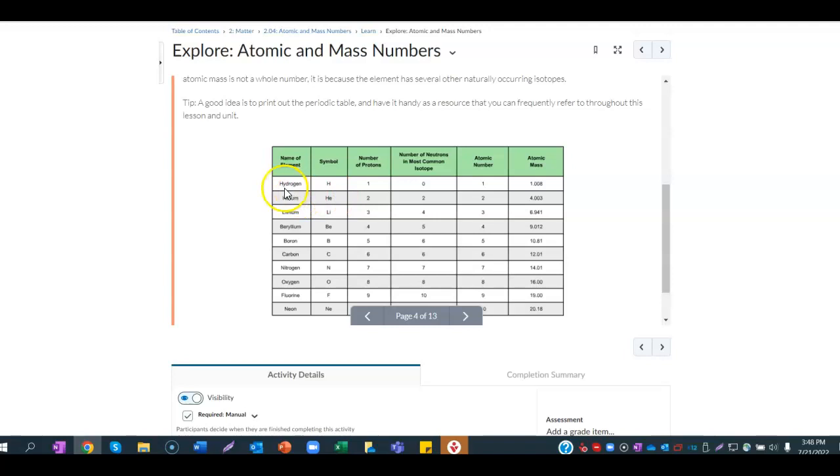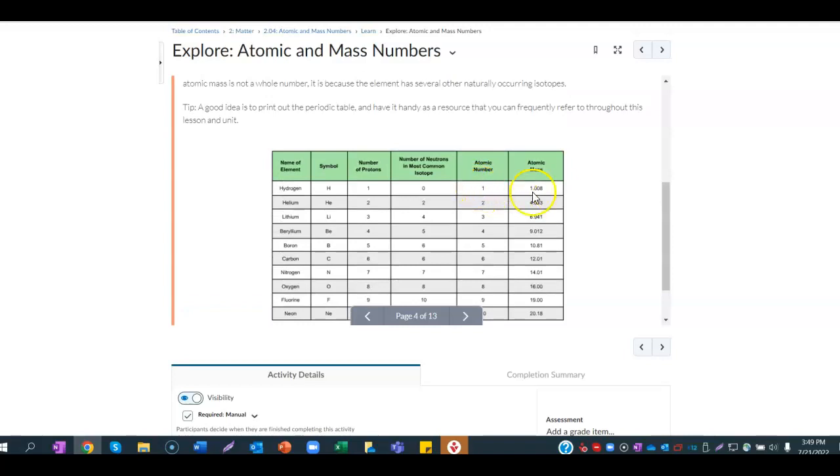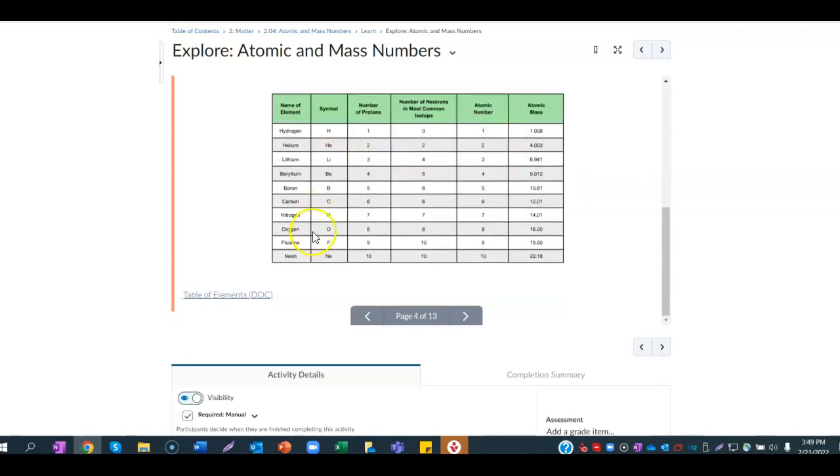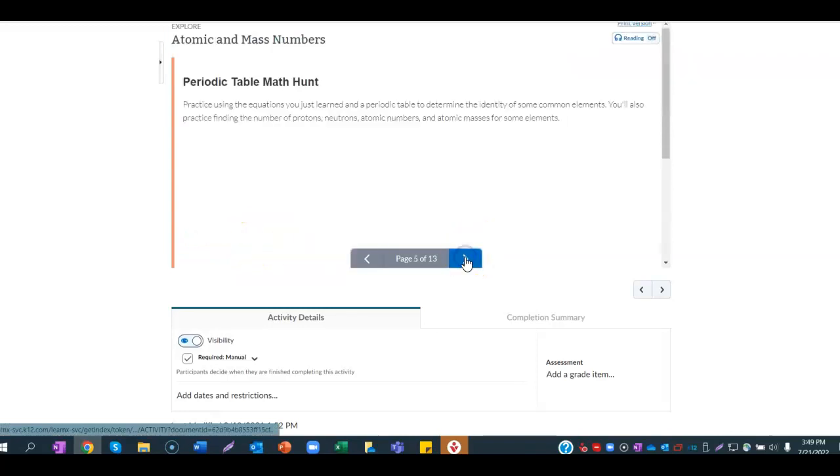So if we look here, you've got hydrogen, its symbol H, 1 proton. It does not have an isotope. The atomic number is 1. The atomic mass is 1.8. So if you're looking to find the number of neutrons, you can round this number and you're able to subtract those to get the number of neutrons. Okay, so the atomic mass minus the atomic number. So you can see that all the way down. And then here is also a link to a document that you could print out as well.